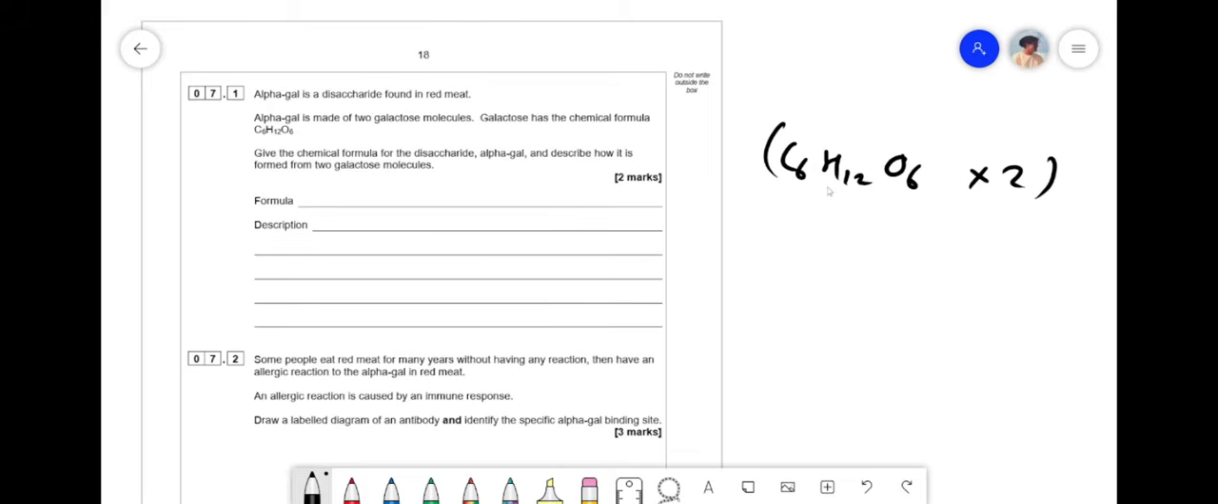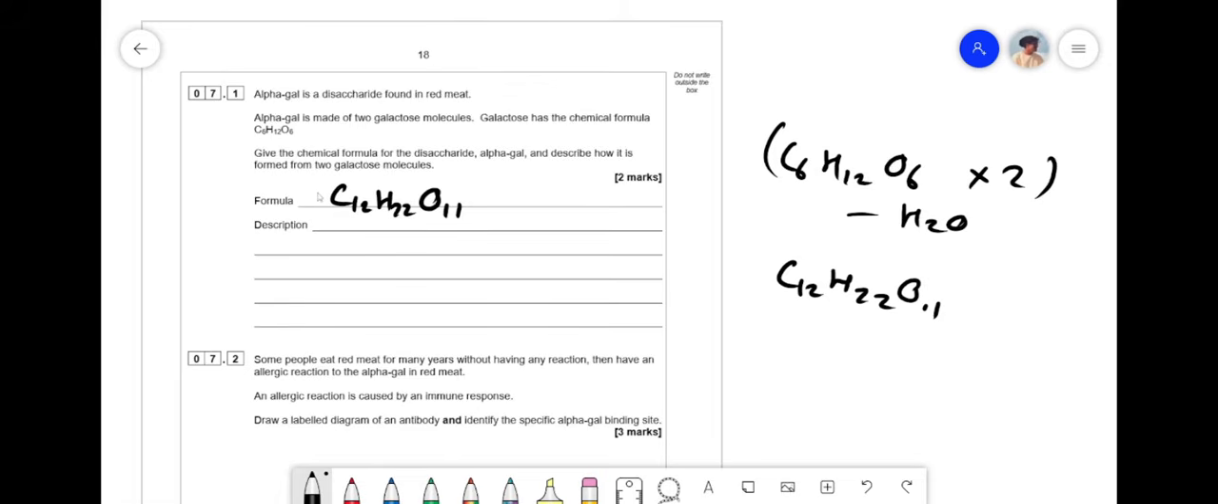But remember, because it's a condensation reaction, water is being released. So you're minusing an H2O. So you're going to be left with C12H, and this would be 24, but you're minusing 2, so H22, O times 2, but you're taking 1 away, so that's going to be O11. So C12H22O11. And it says, describe how it is formed.